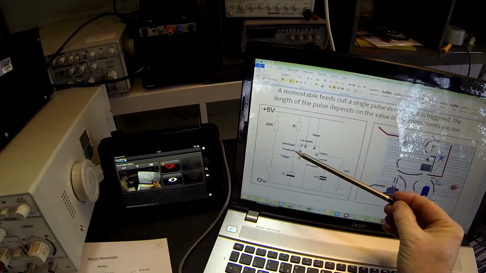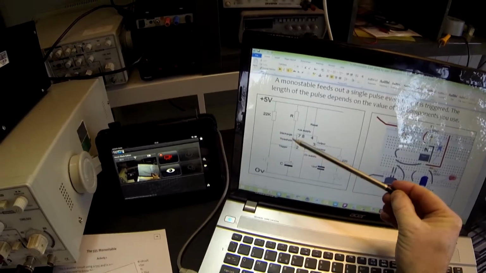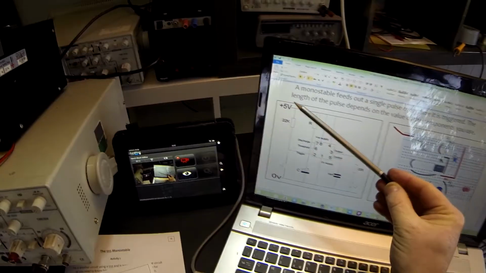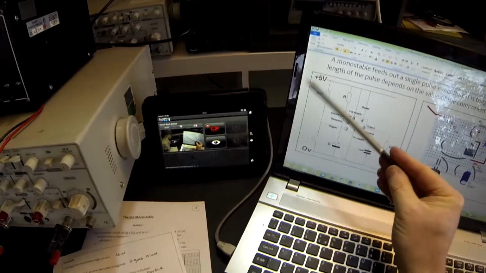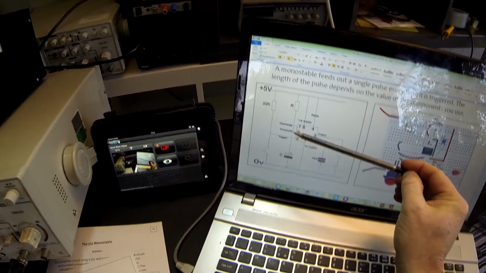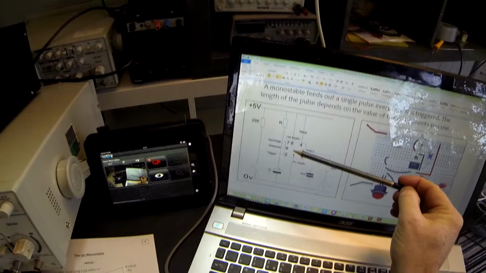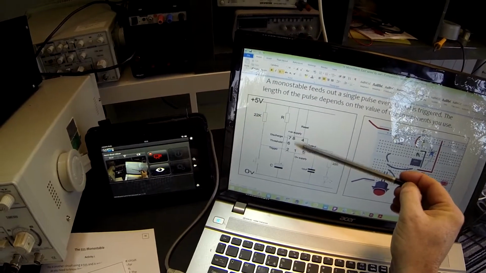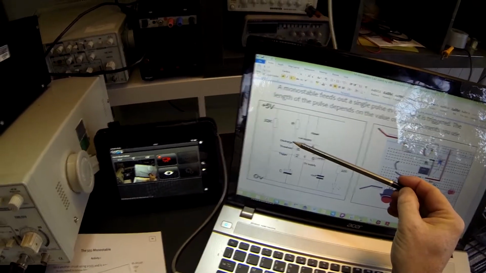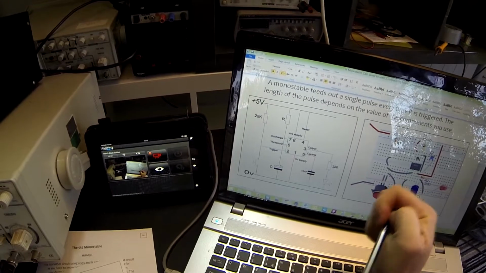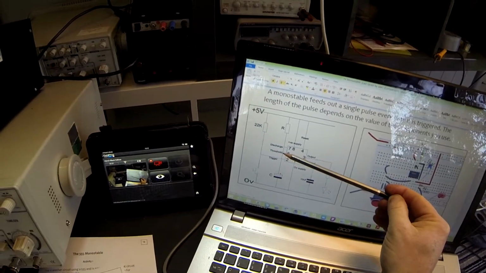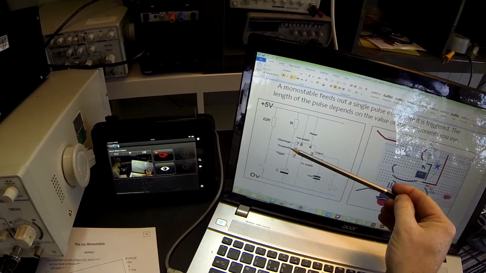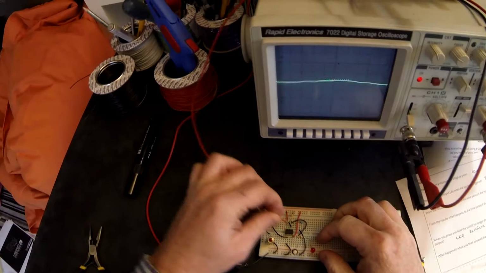And when the voltage at the threshold pin reaches 2/3 of the 5 volt supply, or 2/3 of whatever that supply is, in our case 5 volts, it recognizes it's reached that value, and then the discharge pin will discharge the capacitor. So in other words, we should be looking at the voltage getting to about 3.6 volts. So I'm going to go on to pin 6 with my oscilloscope.